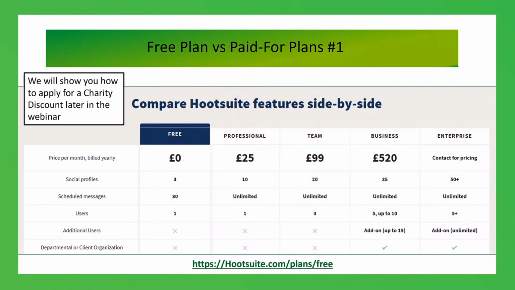So here's a bit more detail about the differences between the free plan and the paid for plan. And as I said, we'll show you later in the webinar how to apply for your charity discount. You can get 50% off. So as I said, in the free version, 3 social profiles. The other thing is you can only schedule in advance up to 30 messages at once.